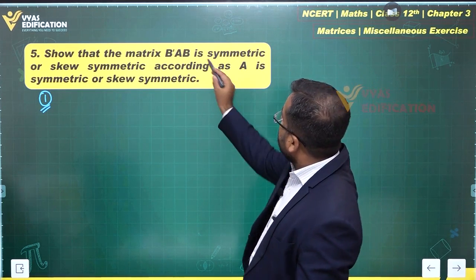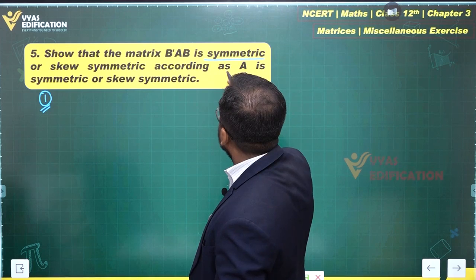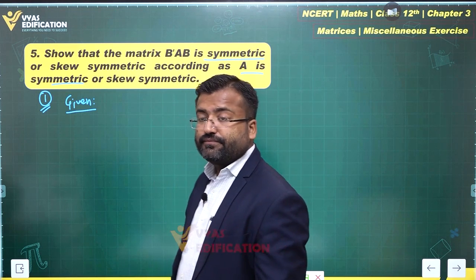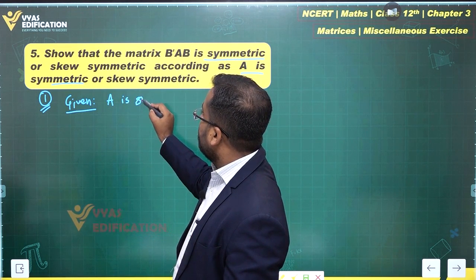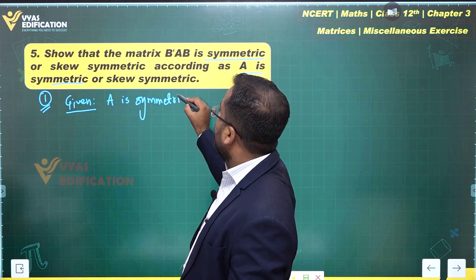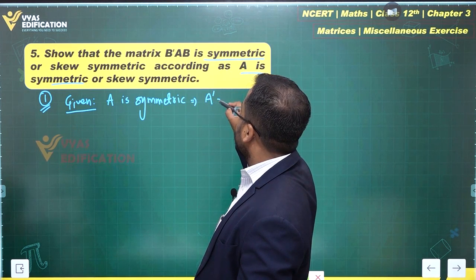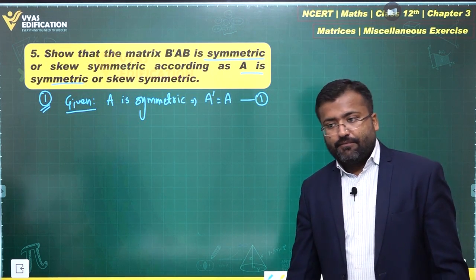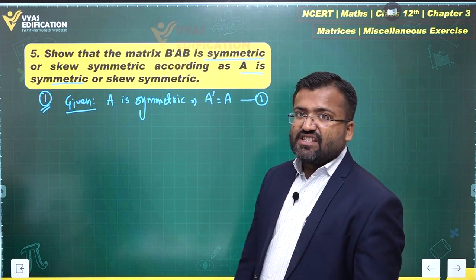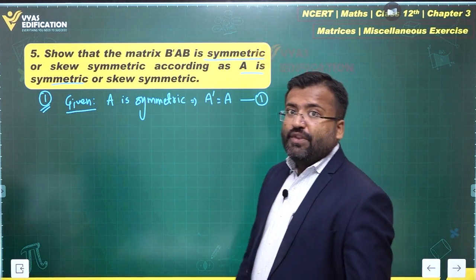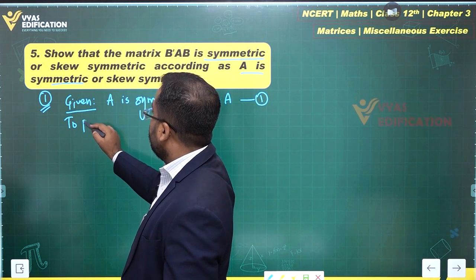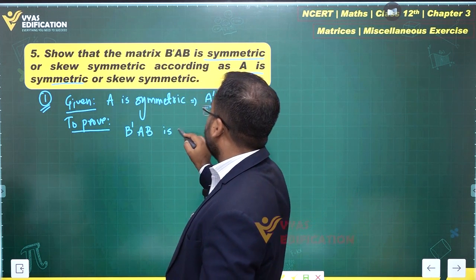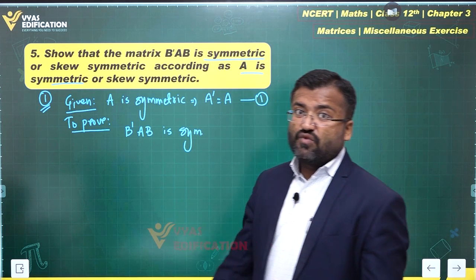Okay, so given A is symmetric, it implies A transpose would be equal to A. Let's call this statement 1. Given that A transpose is equal to A, that's given, right? What next? We have to prove that B transpose AB is symmetric. Okay, this is what we want to prove.